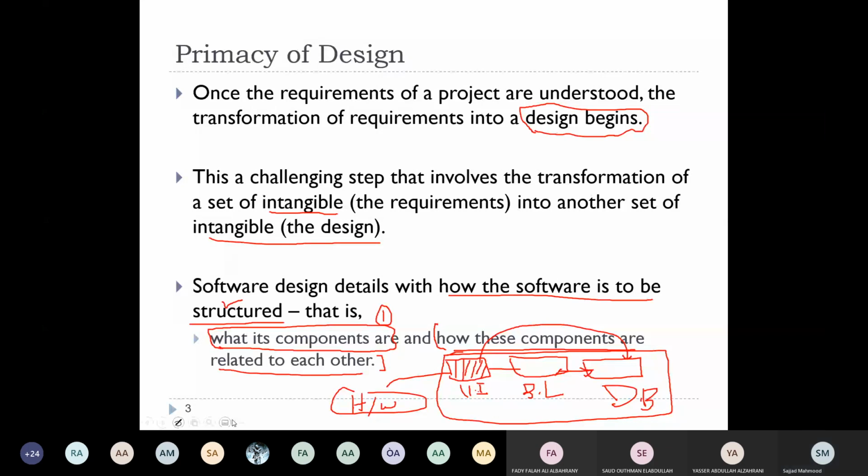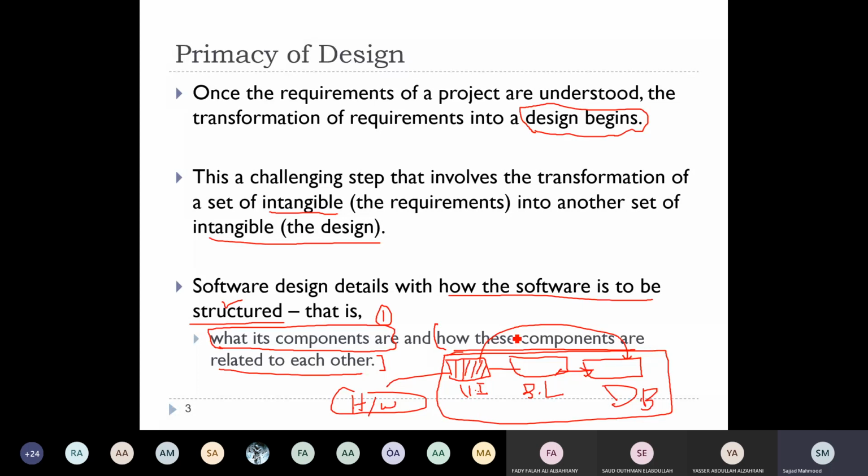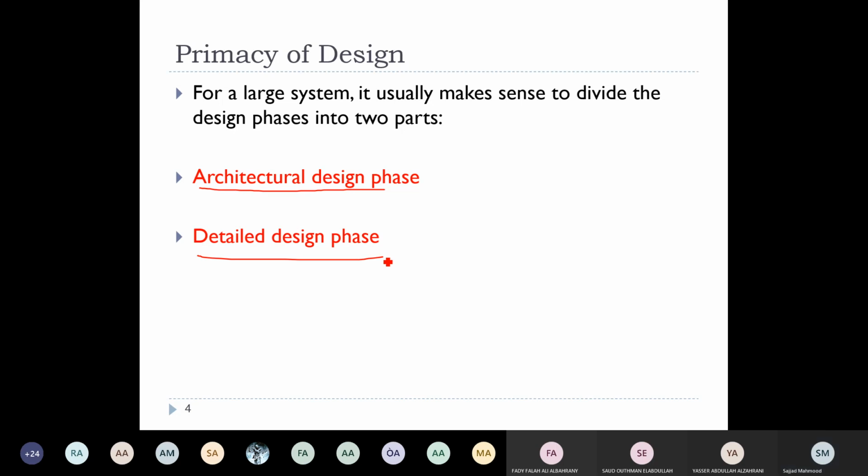Okay. So, for a large system, usually we divide this part, what are my components and how these components are related to each other, for a large application. And when I mean large, I mean anything which is not 1 or 2 assignments. Okay, so we divide them into something called architectural design phases and detailed design phases.